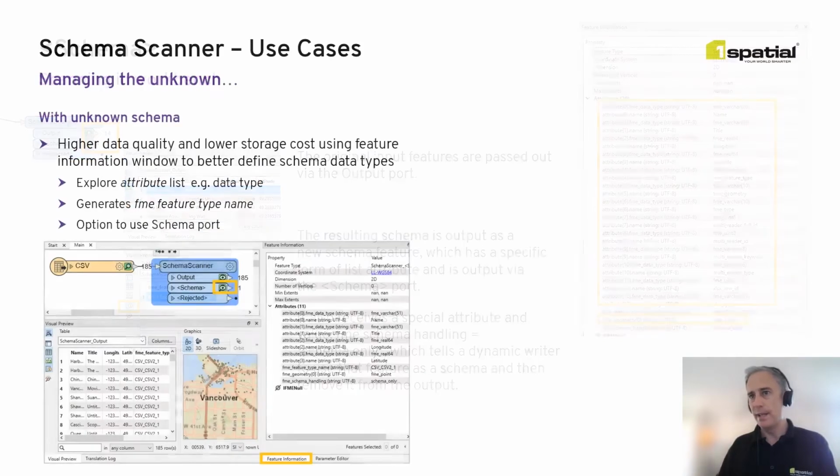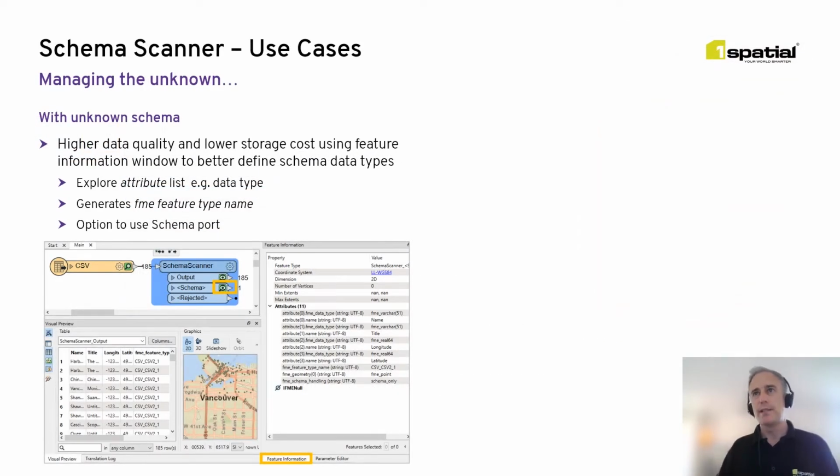More about that later. So some use cases can help us with managing the unknown. As we're reading in data, we can explore in the feature information to try and find out, okay, what is the largest character length for this particular feature title, this attribute called title, or what types of data are the latitude and longitudes.